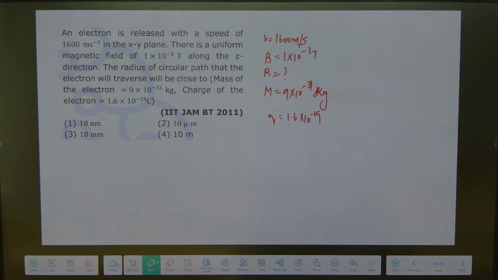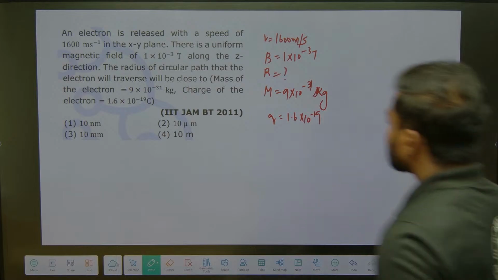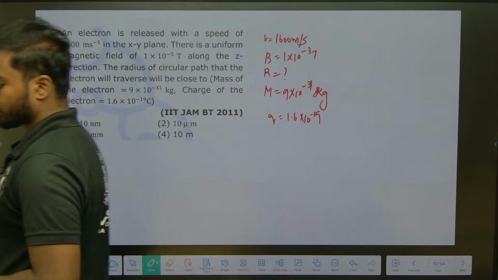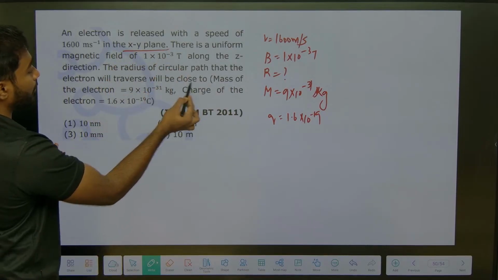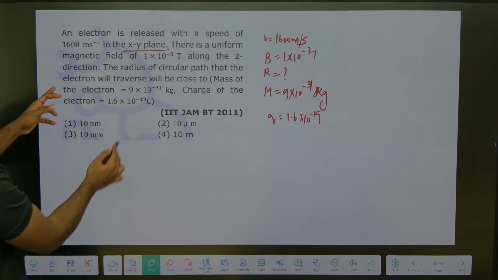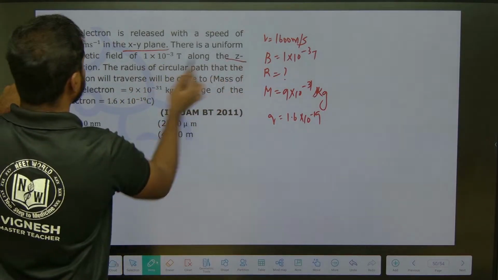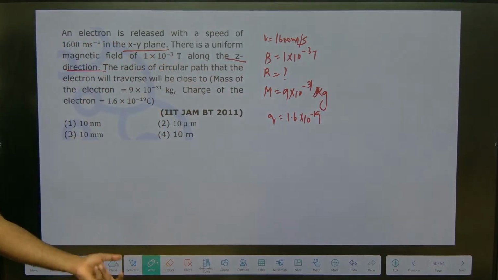Done? Can we see the answer? So the field is perpendicular, they have given, no? Uniform magnetic field, say like x, y and z. So obviously the field is along the z direction, and the velocity is in the xy plane, so it is perpendicular.